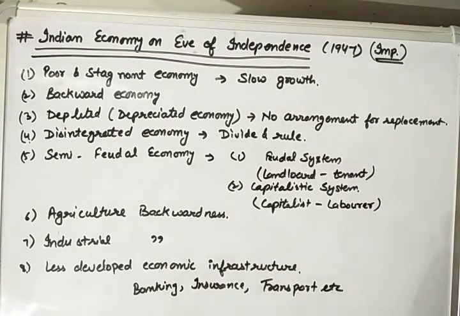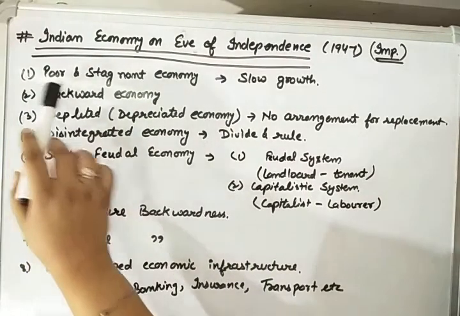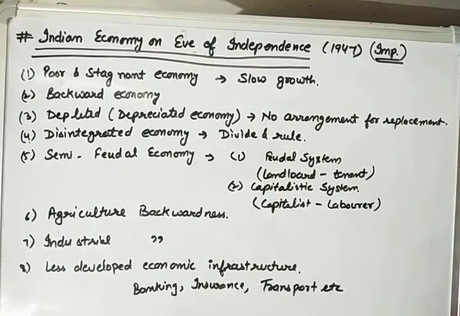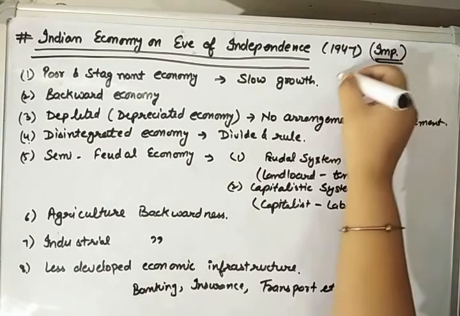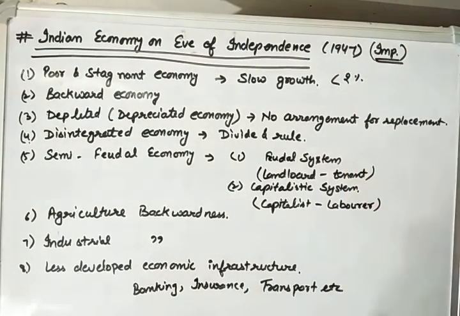How was our economy? The first is that the economy was poor and stagnant. A stagnant economy is one whose growth rate is very slow, and at the time of 1947, that is the first half of the 20th century, our growth rate, as we studied, was less than 2%. That means a very slow growth rate. So we can say that our economy was a stagnant economy.